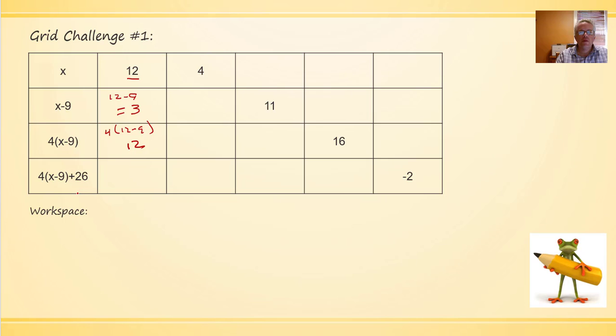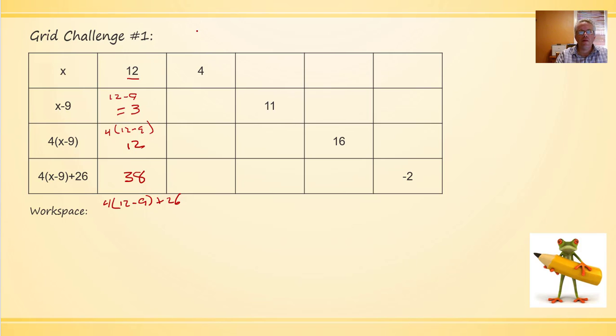And then we're going to substitute 12 for x into this one. So I'm going to write it down here. We're going to do 4 times 12 minus 9 plus 26. Well, we already did the 4 times 12 minus 9 and got 12. If we add 26 to it, we get 38. So normally we just write the results here. You don't have to show your work in each of the boxes, just show the result. All right, that column is finished.